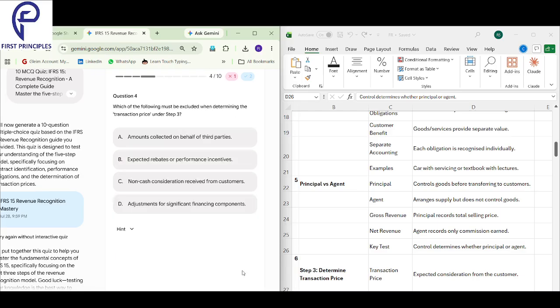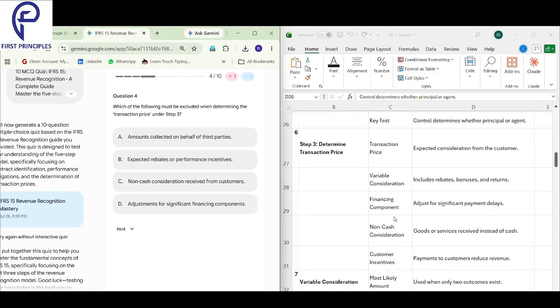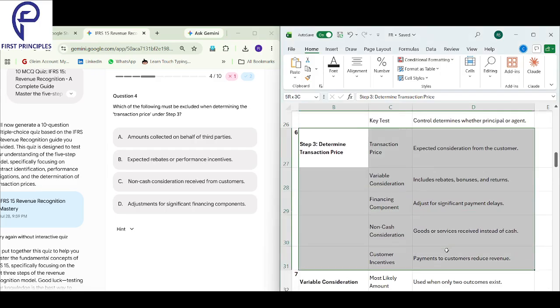Okay, which of the following must be excluded when determining the transaction price? Let's try this one. Yeah, Mukund, let's try this one, buddy. It's related to transaction price. What must be excluded when determining the transaction price?